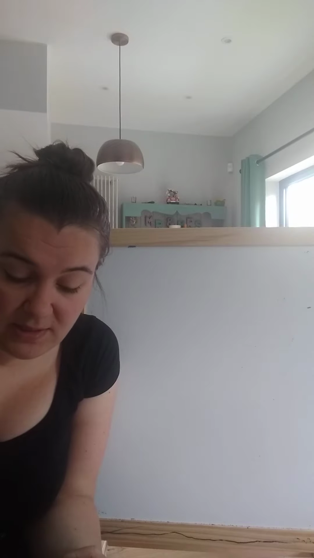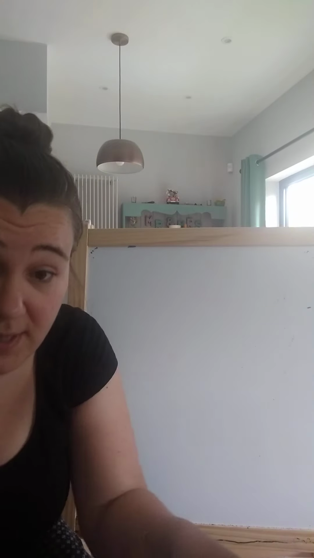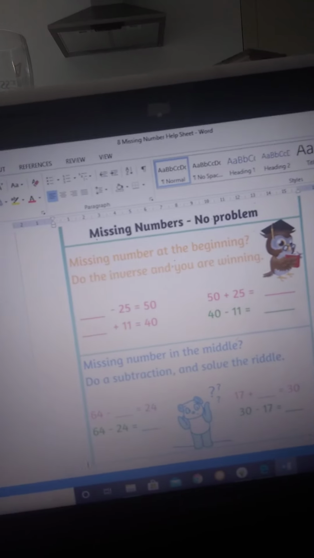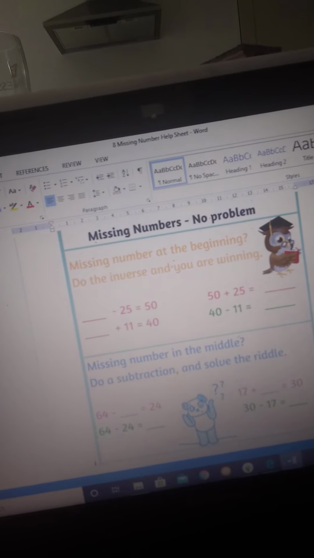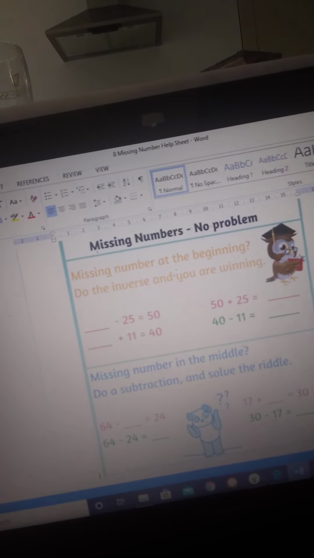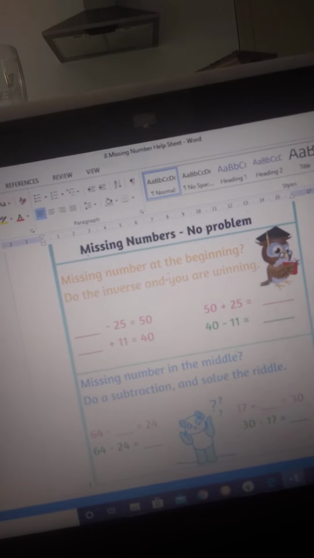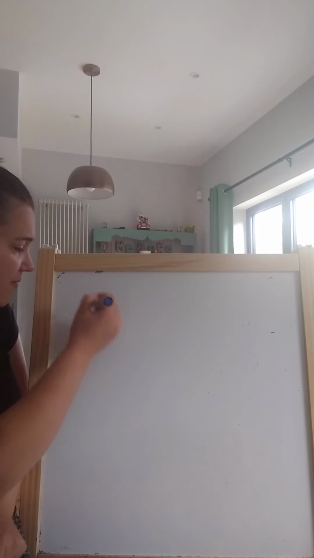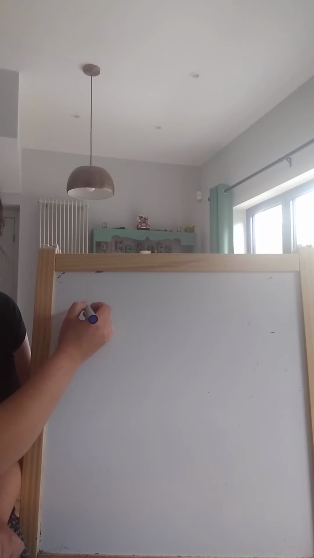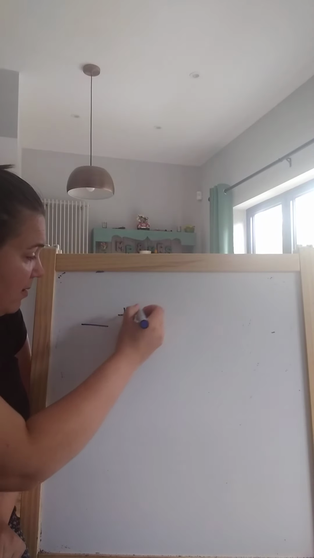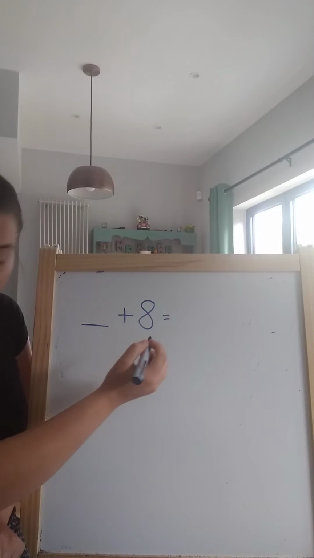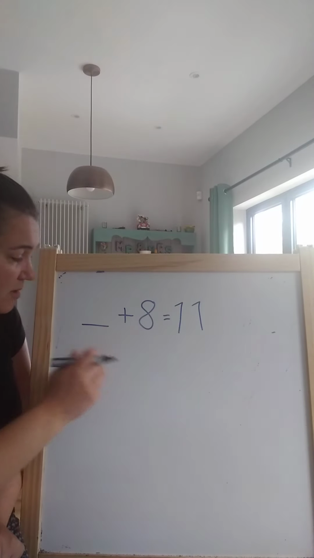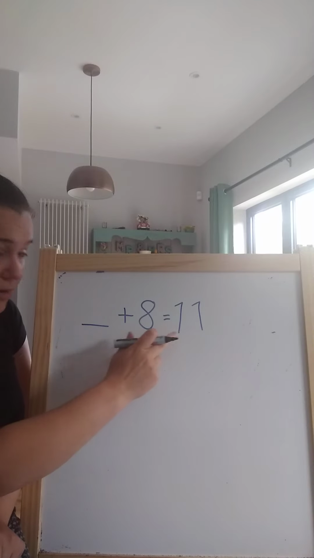So this is the level 2, and I'm going to show you this sheet today. I'm going to upload it and use it as we're going through, because it's got two things that can really help us when we've got missing number problems. I'll do the first one and explain what that means. So I've got something add 8 equals 11.